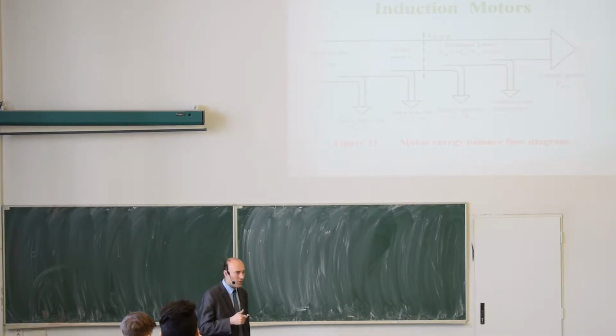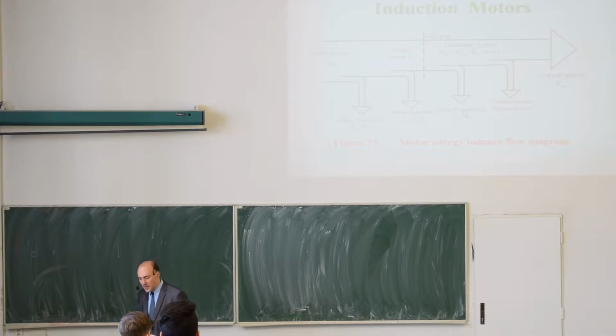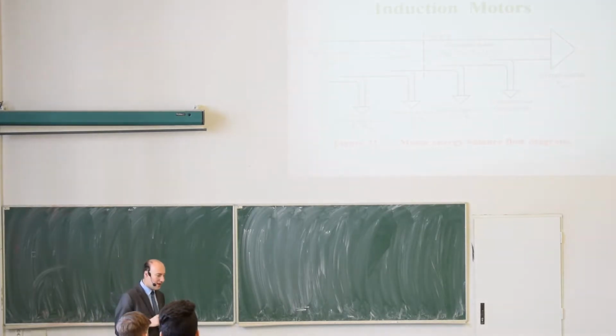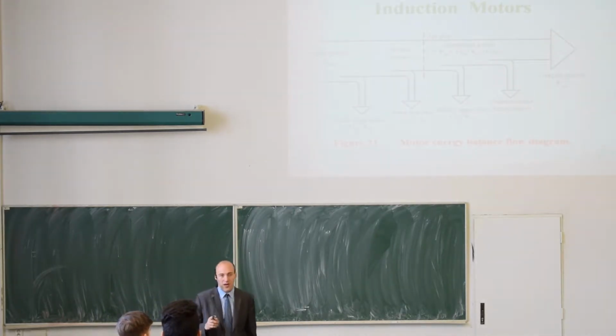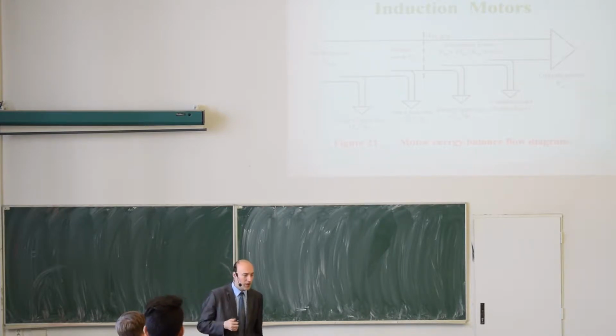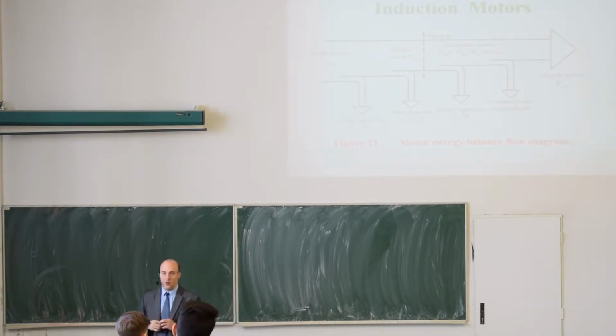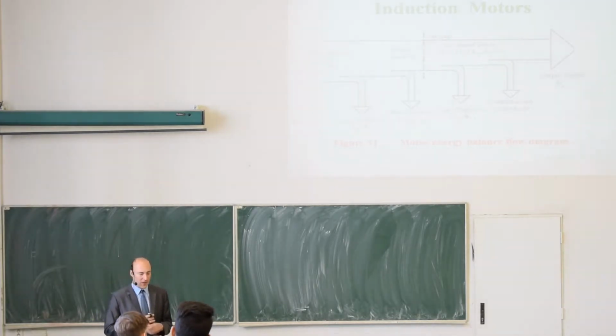For the transformer, we had primary winding losses and secondary winding losses. But in principle, that's exactly the same. We also had eddy current losses and hysteresis losses in both. That's the same here. What we don't have in a transformer are, of course, mechanical losses. There are no moving parts in a transformer, so a transformer has smaller losses and therefore higher efficiency.